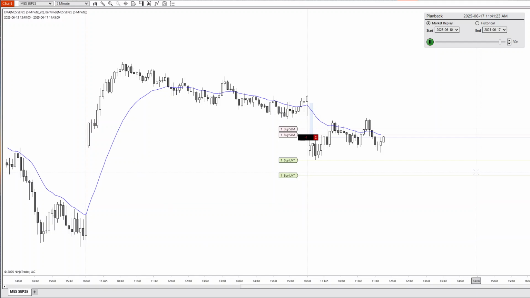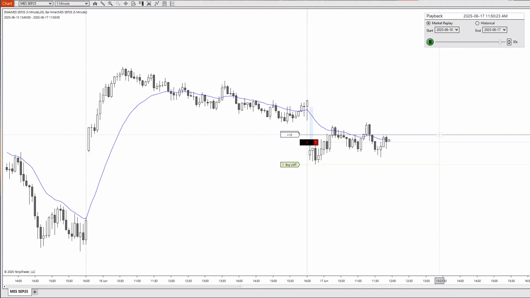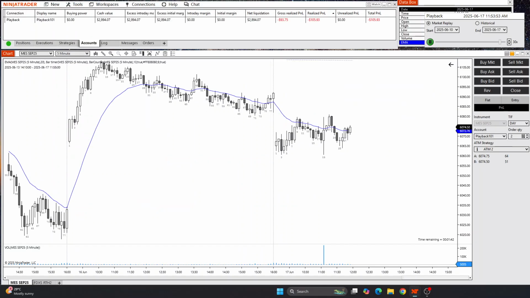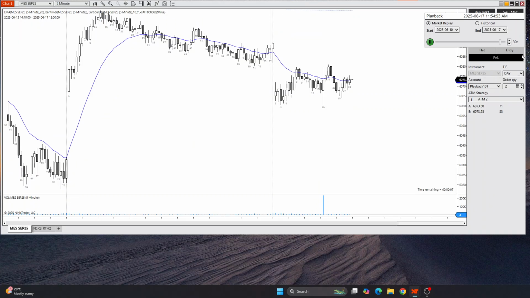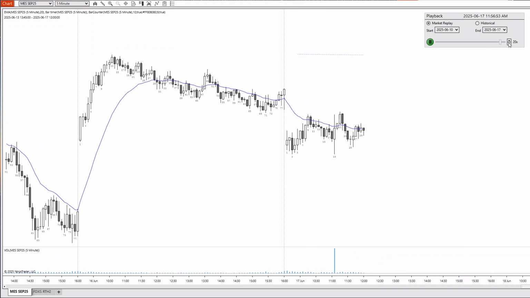Okay. Stop filled. EMA got filled. This is the second leg. So one tick above it. I'm done. Stop filled. Okay, let's see how much we lost. $105. Bad day.